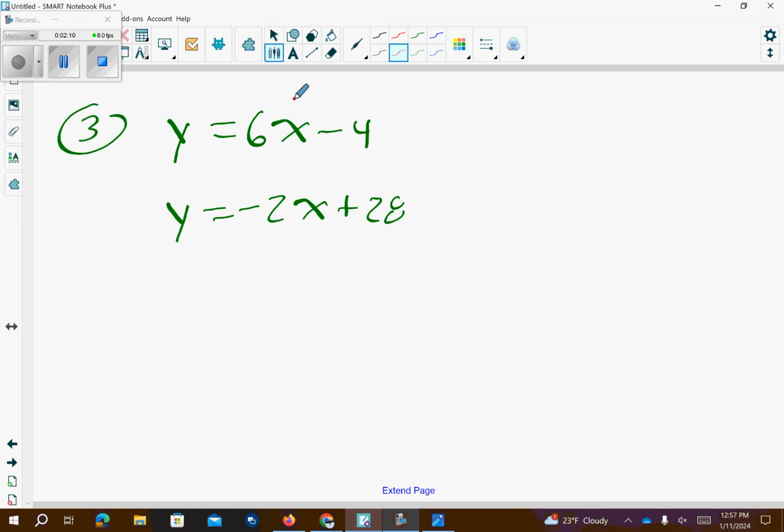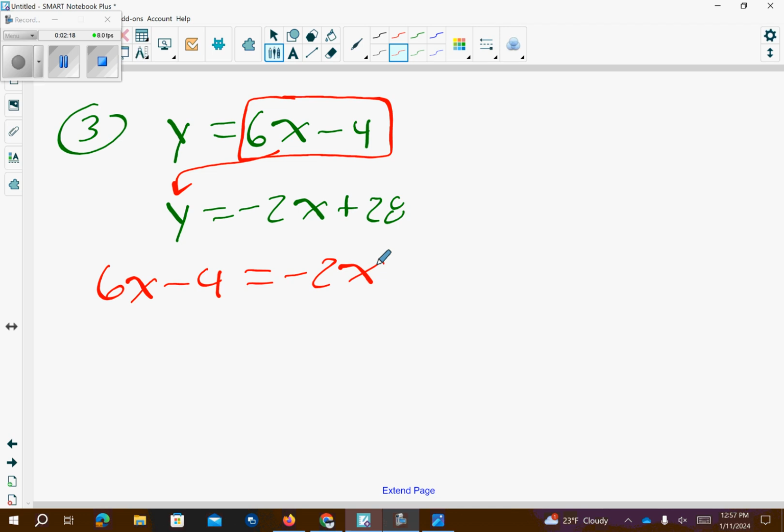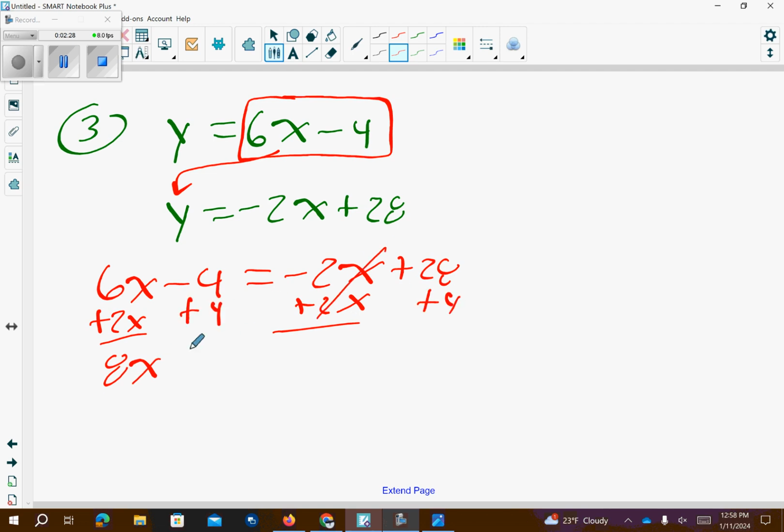For this one, a lot of students will struggle, but you have this that I'm going to replace the y with. So I'm going to get 6x minus 4 equals negative 2x plus 28. So I'm going to add 2x to both sides, start solving for x. So it gives me an 8x over here. Those cancel. Then I'm going to add 4 to both sides because I'm trying to get x by itself. And that's 32. Divide both sides by 8. Those cancel. So I'll wind up with 4. My x value is 4.